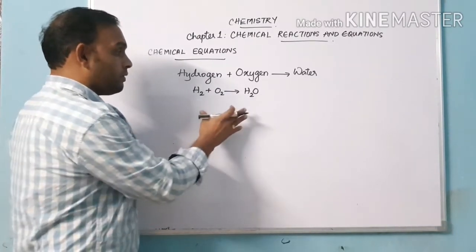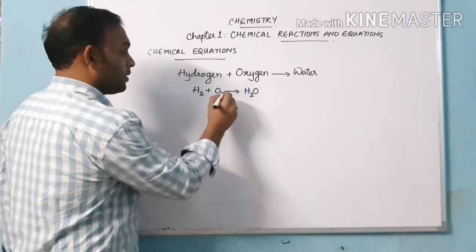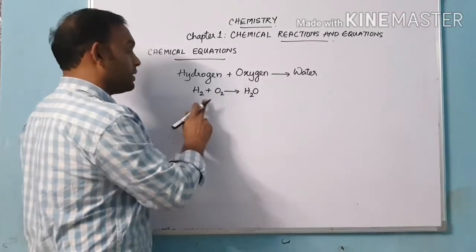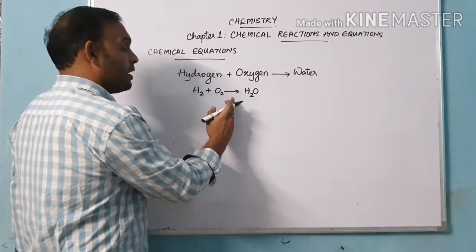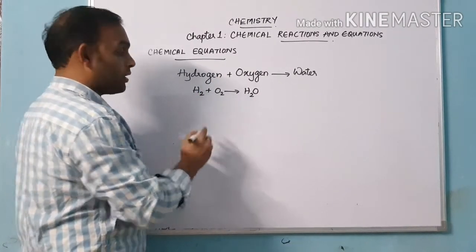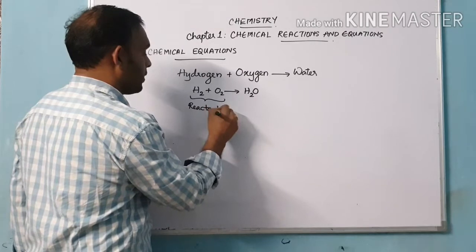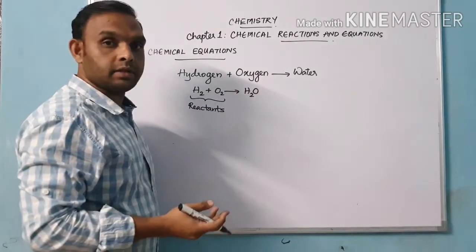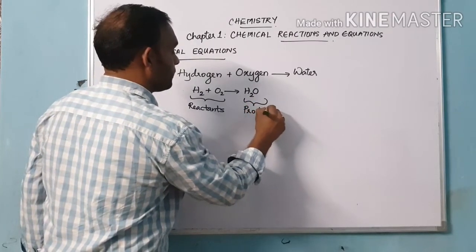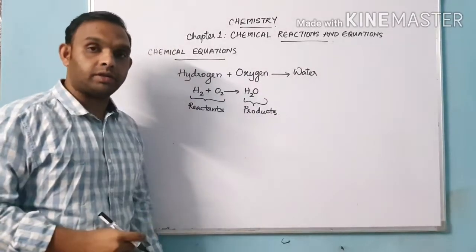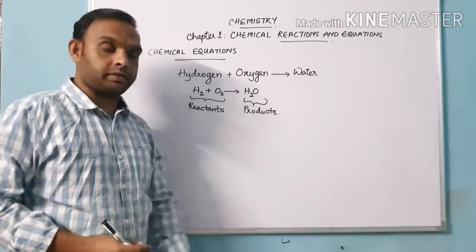Now, this equation gives us two things. You can see one arrow and there is a plus sign. The elements on the left hand side of the arrow are called reactants, and the elements or products on the right hand side of the arrow are called products. So from a chemical equation we will get two things: reactants and products.